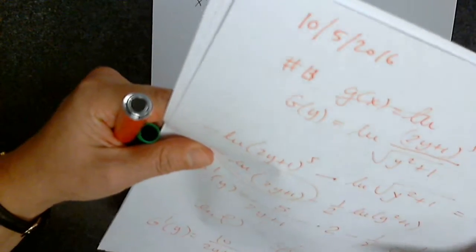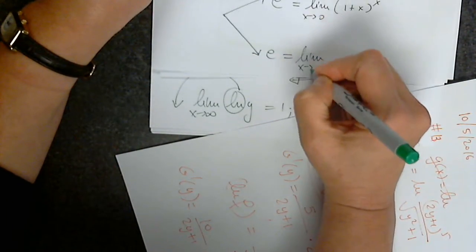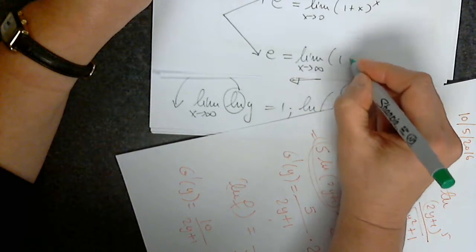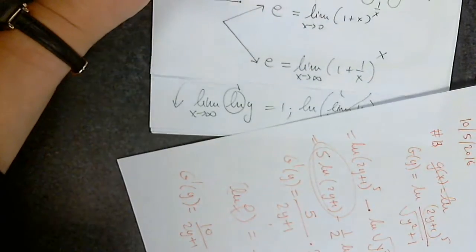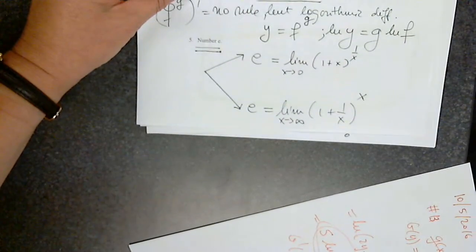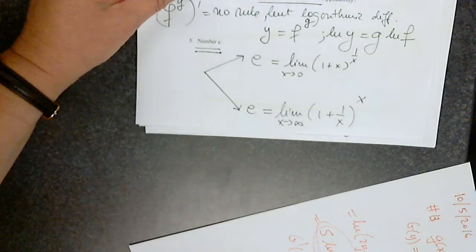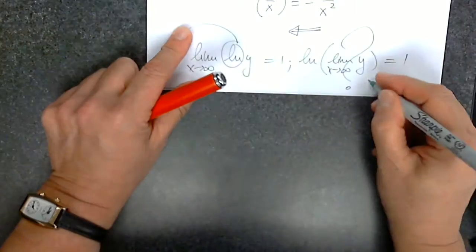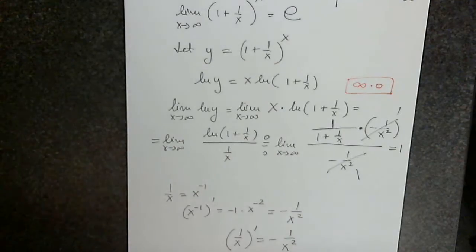So then I come back and I fill in the second possibility. The limit as x approaches infinity of 1 plus 1 over x raised to x. And that's the other option. So yes, this is e. So then I can go blah, blah, blah right here, and I know that this is e.